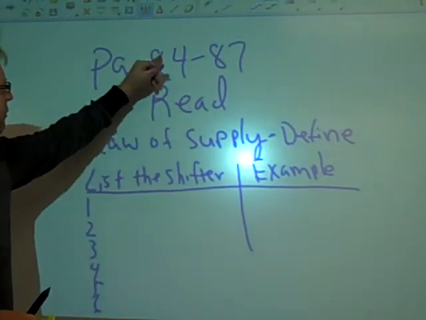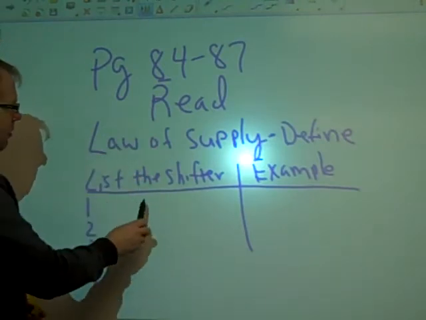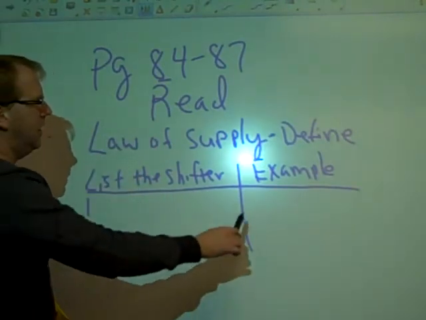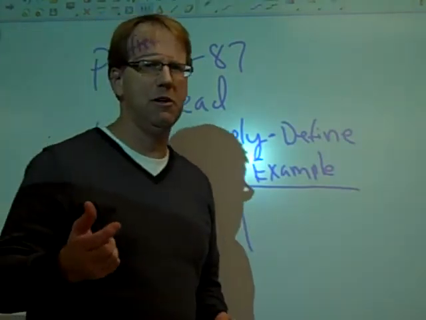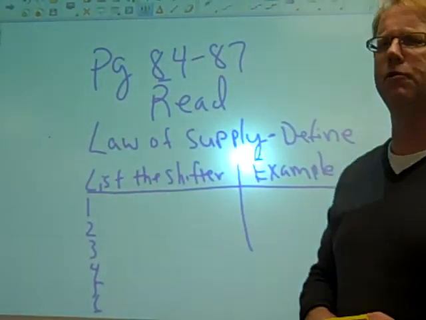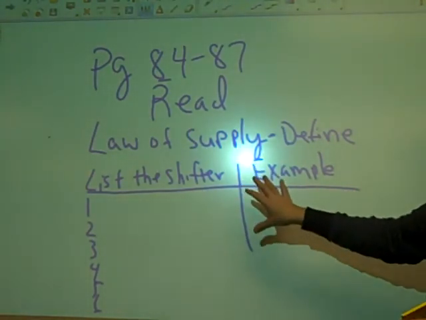So you'll read pages 84 to 87, define the law of supply for me, make a table. On one side, list the shifter. On the other side, give an example of the shifter. Okay? The book gives you some examples. You might be able to come up with your own example too, which is even better. Okay? Hopefully you don't have any questions about that.